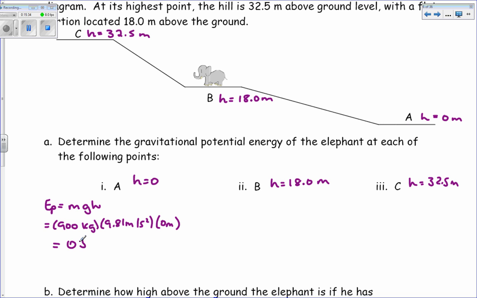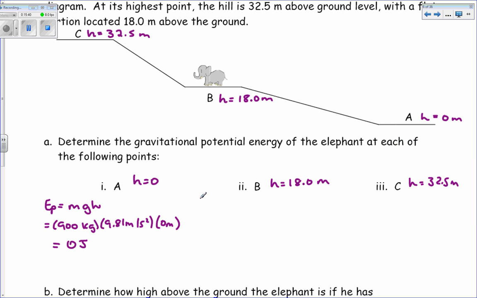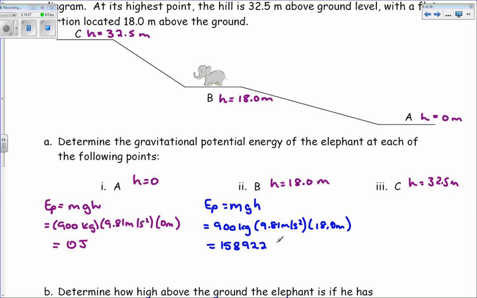So 0 joules of energy. At point B, again, EP equals mgh. So we've got 900 kilograms times 9.81 meters per second squared times 18 meters. So that means his potential energy is 158,922 joules, or with proper sig digs, 1.59 times 10 to the 5 joules.